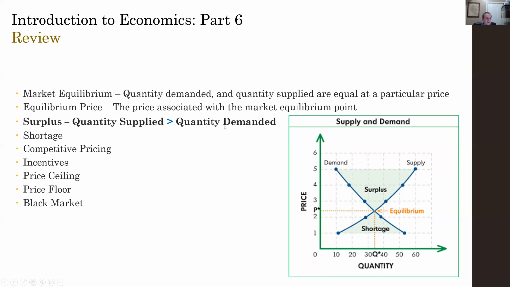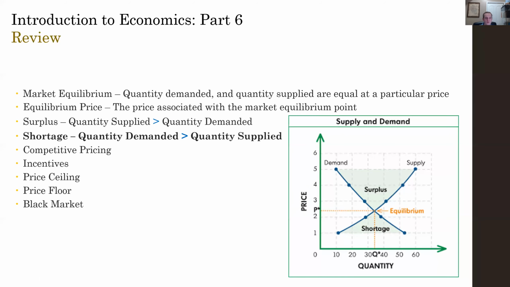So we're going to go straight to the top here at our $5 price point, and we're going to look at our quantity demanded, which is approximately 10, and our quantity supplied, which is approximately 60. We know that the definition of a surplus is where our quantity supplied exceeds quantity demanded, and that is the case here. So when our price is 5, we have a quantity supplied of about 60, which is greater than our quantity demanded, which is approximately 10. So we are experiencing a surplus.